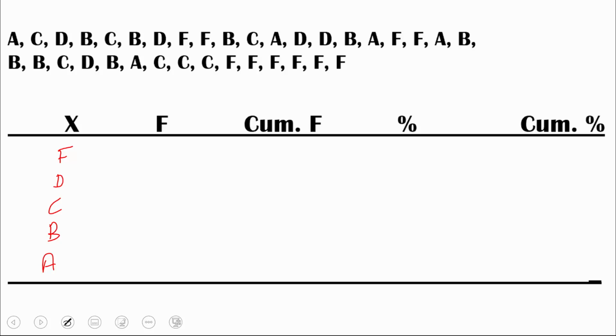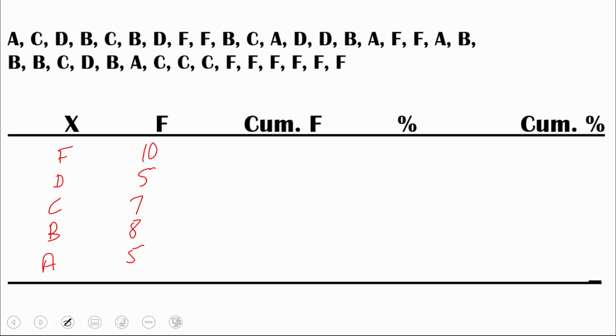As I'm counting these Fs, I see 1, 2, 3, 4, 5, 6, 7, 8, 9, 10. D's, 1, 2, 3, 4, 5. I think there are just 5. And then so forth. There are 7 C's, there are 8 B's, and there are 5 A's. So every single score needs to be accounted for on this table.